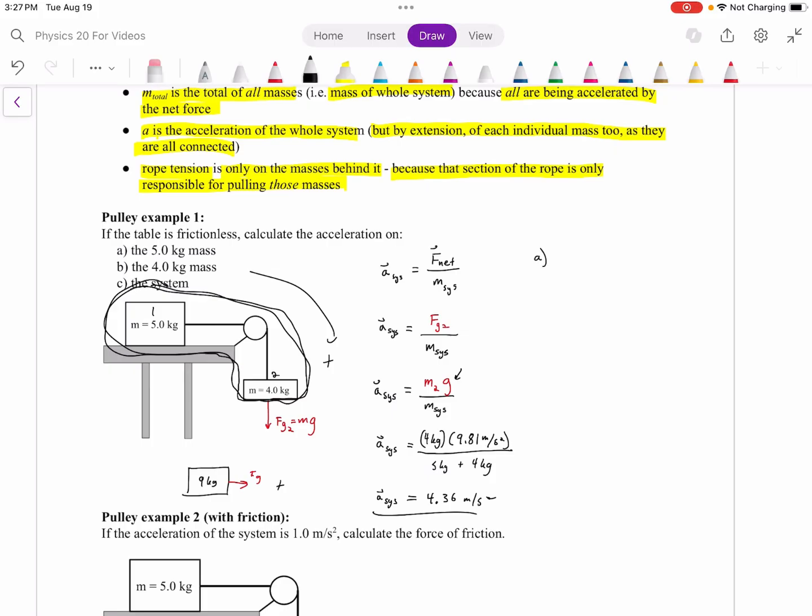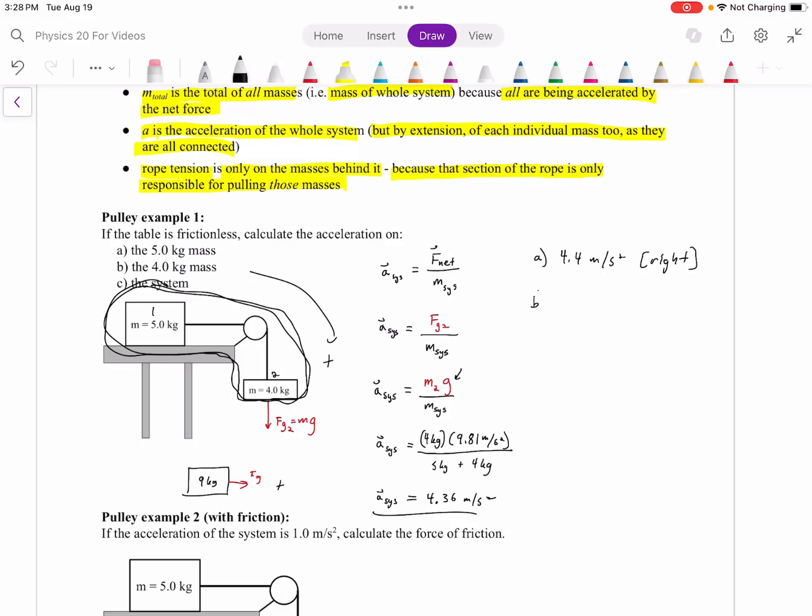So for A, the acceleration of the 5 kilogram mass, it's going to be accelerating that fast. And which direction will be accelerating? To the right, right, towards the pulley. Because as the gravity pulls this down, this gets pulled to the right because of the string and pulley. So we'll say for A to 2 sig digs, 4 meters per second squared. Right or towards pulley, both are fine here.